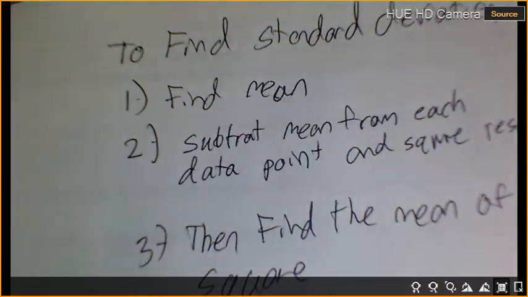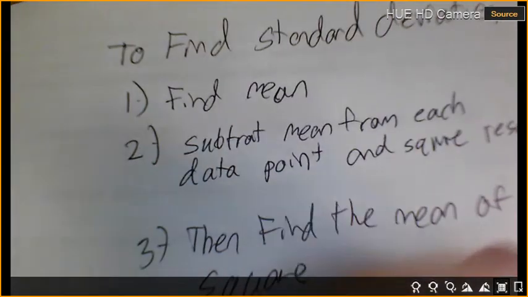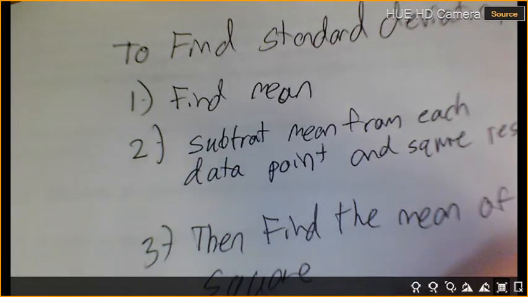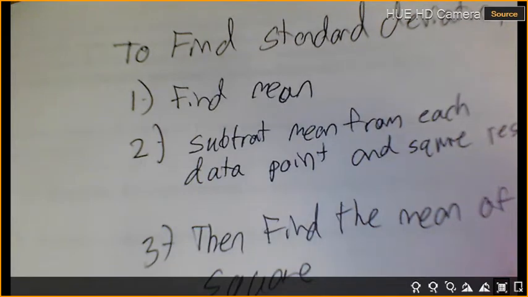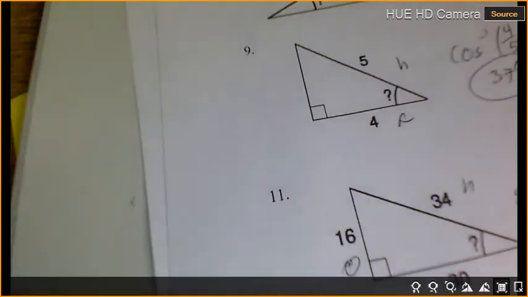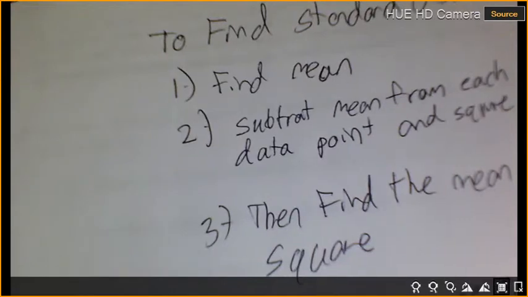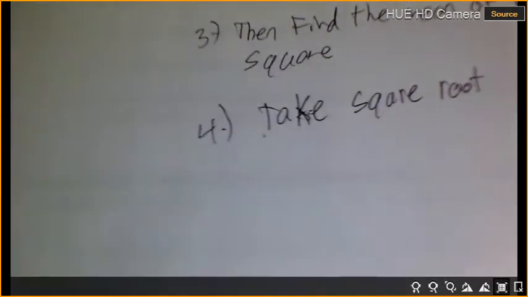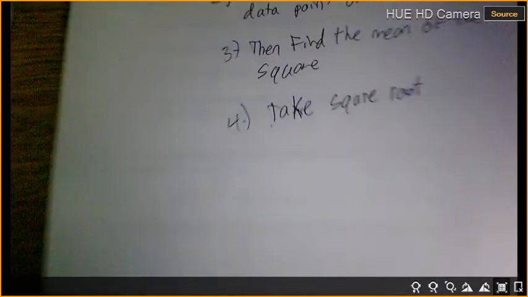And then we're going to take the square root. Okay, so we're going to do this with the numbers we have. Square the results. Okay, I'm going to zoom out just a little bit so we can see this better.